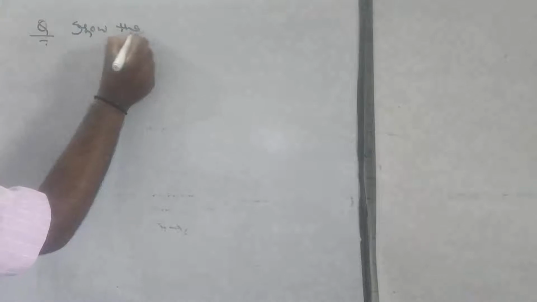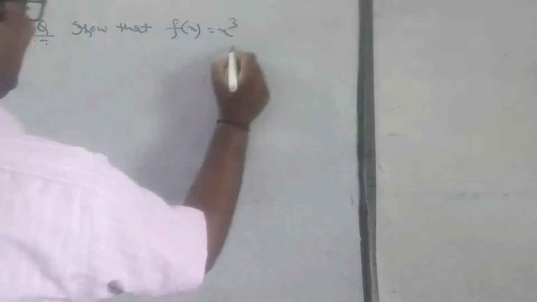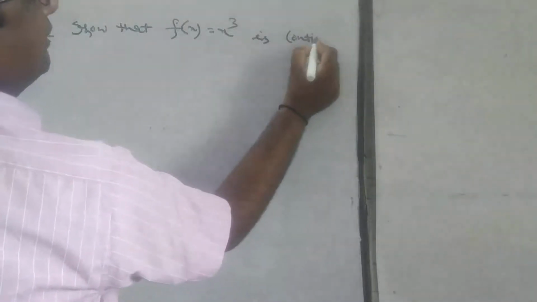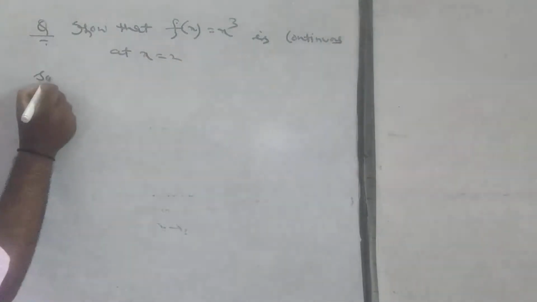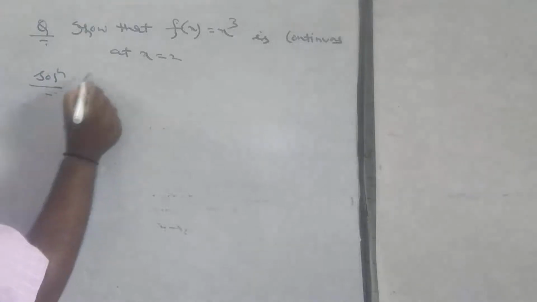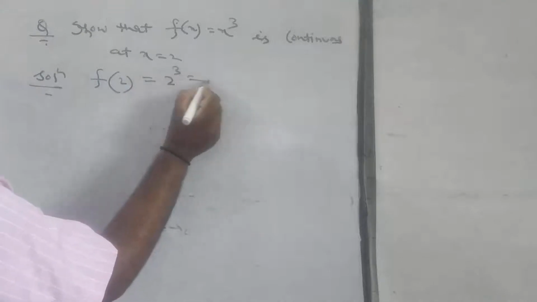Now let us take some examples. First question: show that f(x) is equal to x cube is continuous at x equal to 2. Solution. Now what is the value of f(2) when x is equal to 2? So this is 2 to the power 3, which is 8.